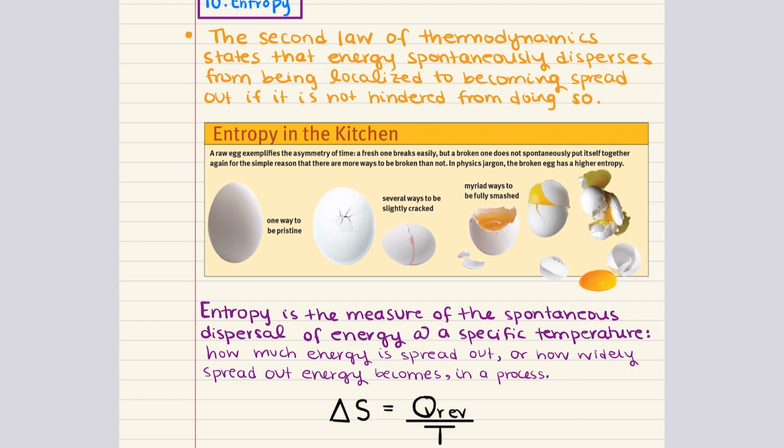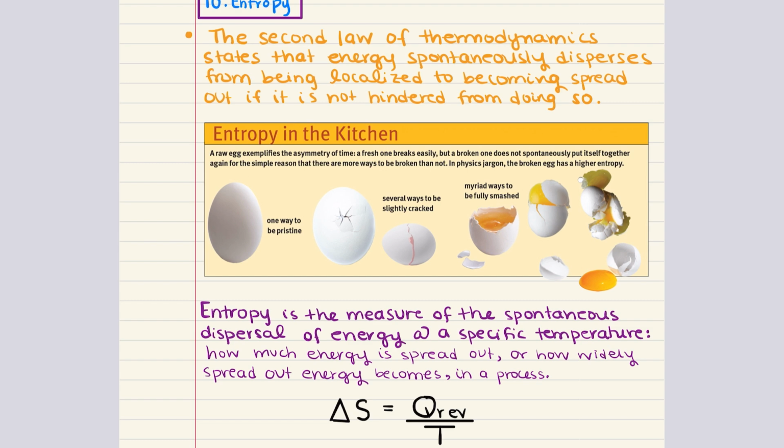Now, if you talk to any chemist or physicist, they'll tell you that they hate this definition of entropy, and it's better to think of entropy as the distribution of energy. In a high entropy state, energy is more evenly distributed, whereas in a low entropy state, energy is more unevenly distributed. So entropy is the measure of the spontaneous dispersal of energy at a specific temperature. You can think about this as how much energy is spread out, or how widely spread out energy becomes in a process.